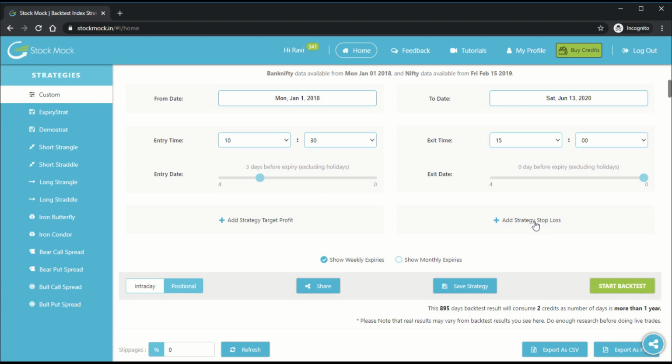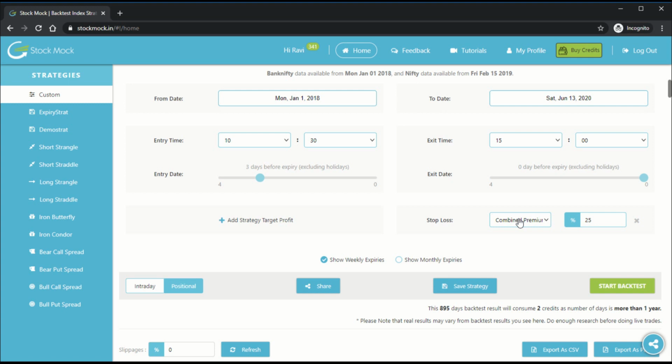There are different ways in which you can define a risk. The first thing is how much total money in rupee terms that I can risk per strategy. The second thing is in terms of premium: how much of the total premium that I can risk for the strategy.